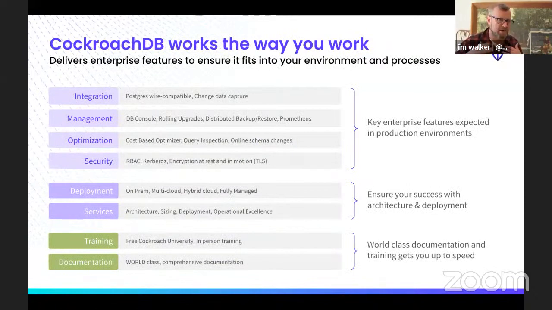Cockroach also delivers all the integration and management. We built a cost-based optimizer, and all the security constructs that you need are all there. But most importantly, I think the very last line here is documentation. I think we have some really world-class documentation. Again, everything I'm going to talk about here, you can go check out in our docs.